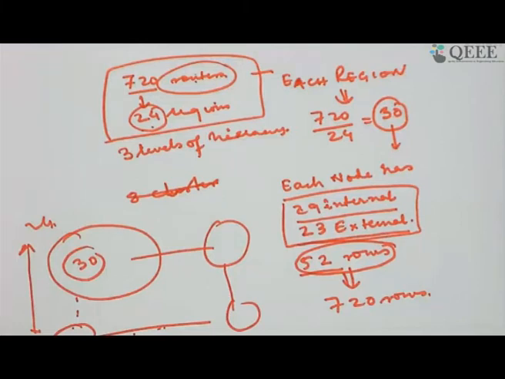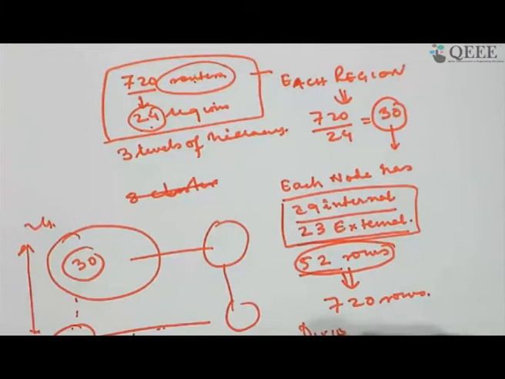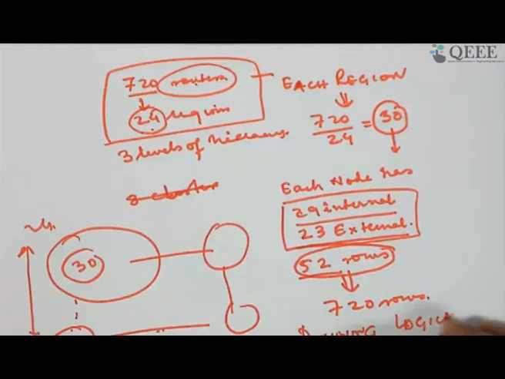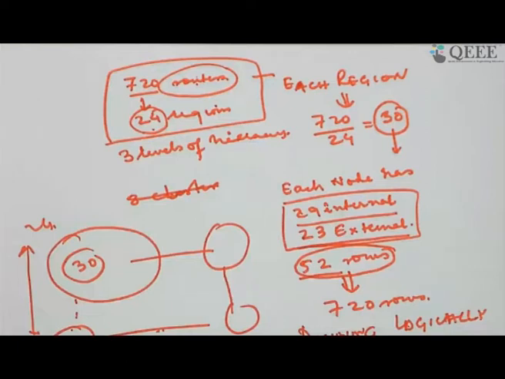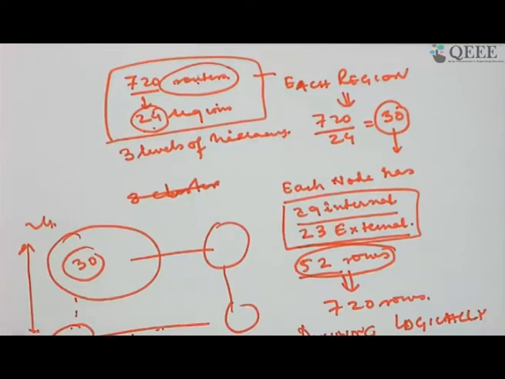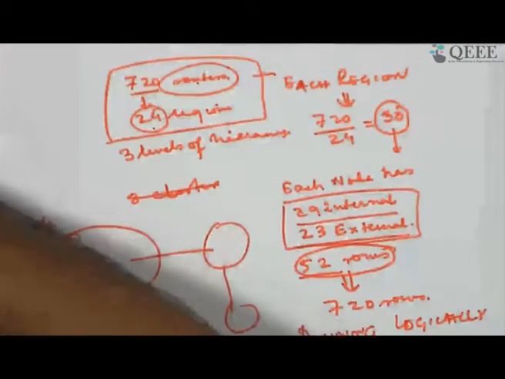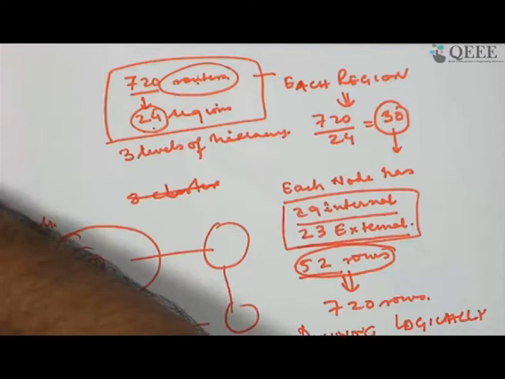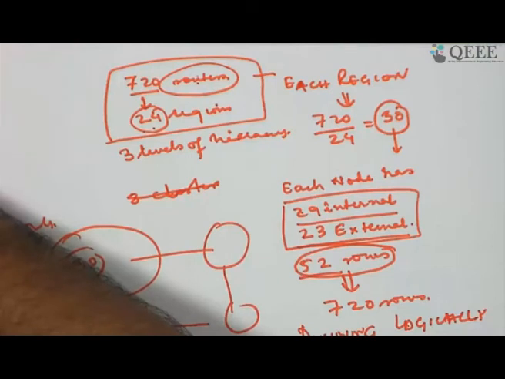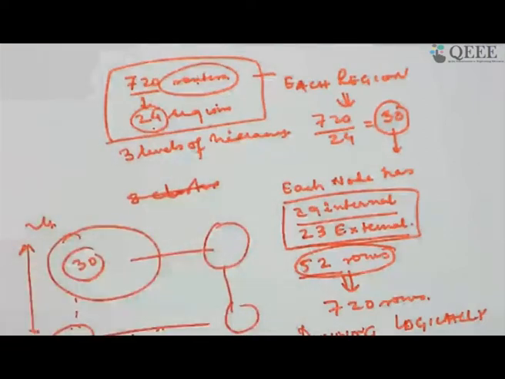So you are not only reducing the routing table size, you are also dividing the internet logically. This not only helps in routing, you can also check congestion and put firewalls. All sorts of things can be done. Fine.